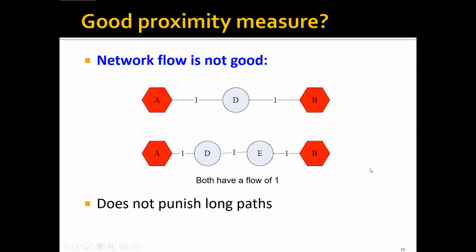Another idea is, how about we use network flow? Because network flow will certainly consider other nodes. But as we can see in this example, if we look at the first graph and the second graph, intuitively, in the first graph, node A and node B should have higher proximity. But in terms of network flow, they're actually the same. Both graphs have a flow of 1. And the problem with network flow is it does not punish long paths.